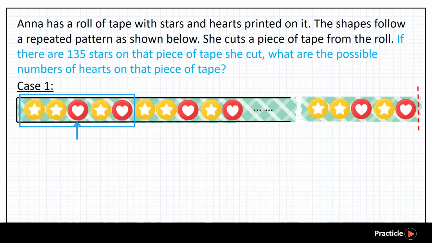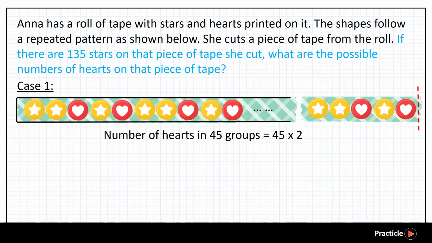Now let's see how many hearts we have in one group. We have 1, 2 of them. Since we have a total of 45 groups, and we know that we have 2 hearts in each group, how do we find the total number of hearts on the tape? If you said multiply 45 by 2, great. And 45 times 2 gives us 90 hearts. But is this the only answer?